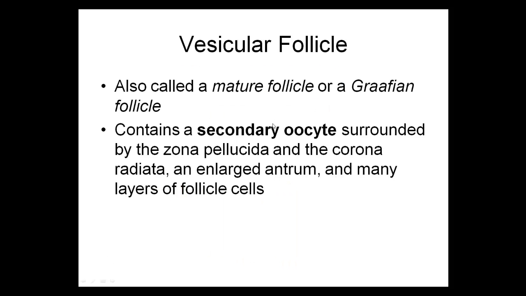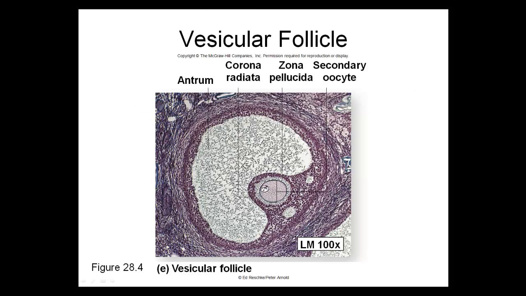Okay, so in the vesicular follicle, the oocyte is really getting bigger and bigger, and the space, the antrum, is getting bigger. Sometimes we refer to the mature follicle or the vesicular follicle as the Graafian follicle, and it will contain the secondary oocyte. The secondary oocyte will be surrounded again by the zona pellucida, which is the transparent zone surrounding the egg, and then the corona radiata, and then the antrum, and then other layers, as you can see here in the picture. So here we have the egg, and here is the zona pellucida. Here is the corona radiata, and here we have the rest of the granulosa cells.